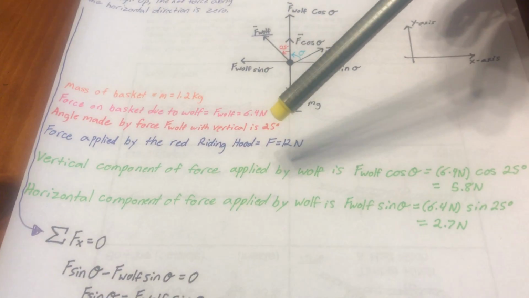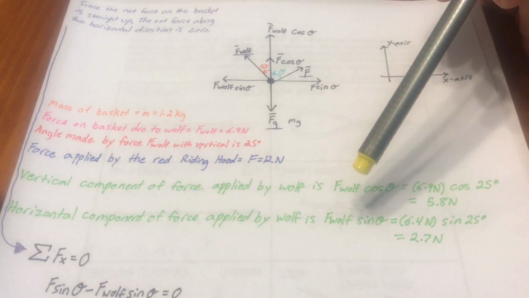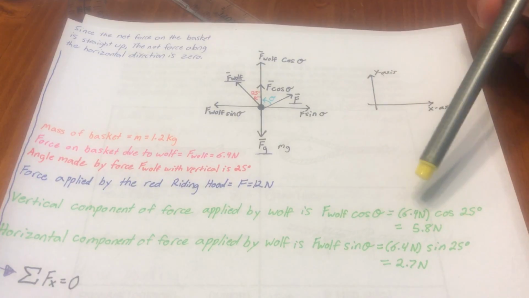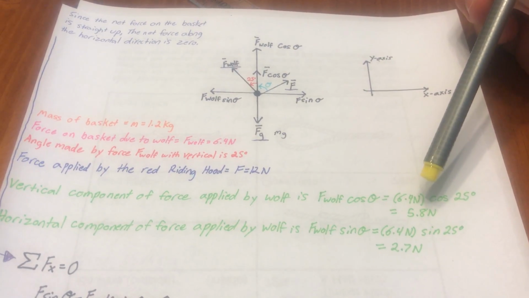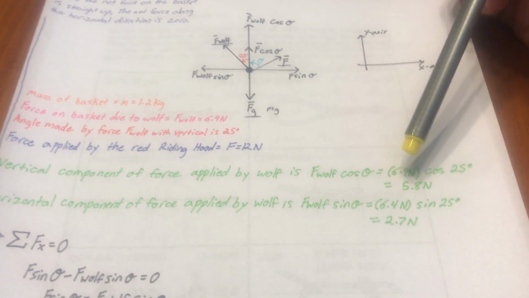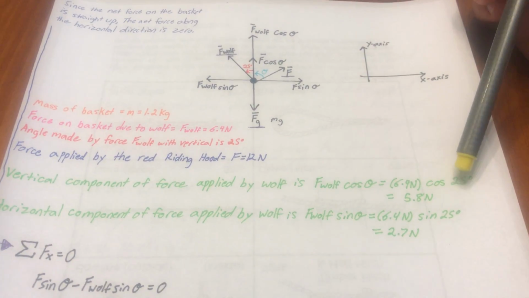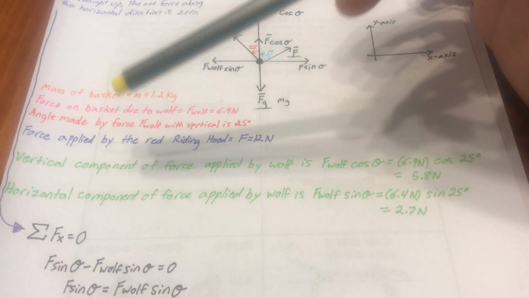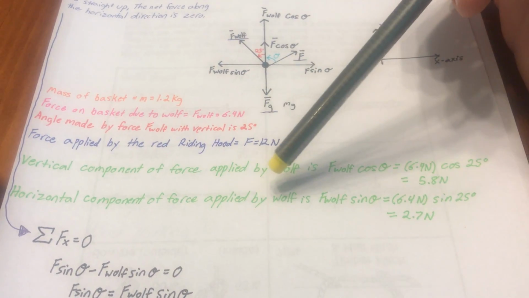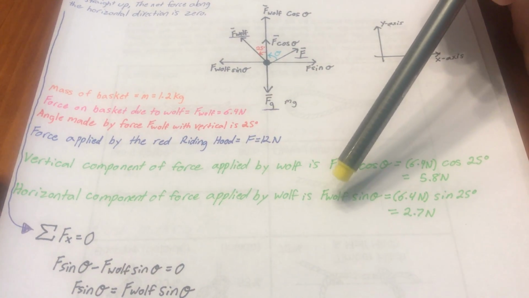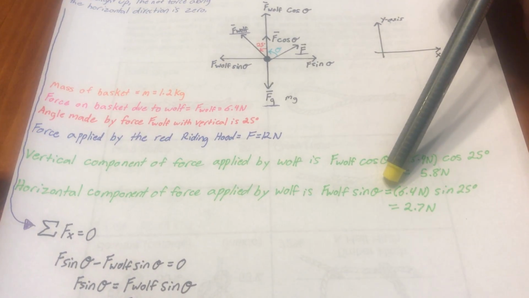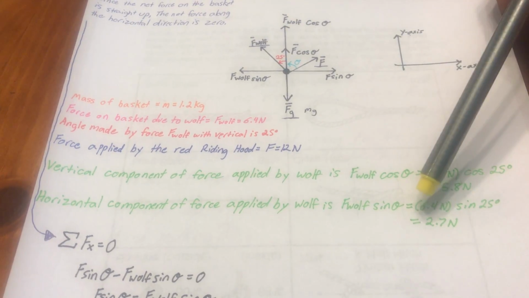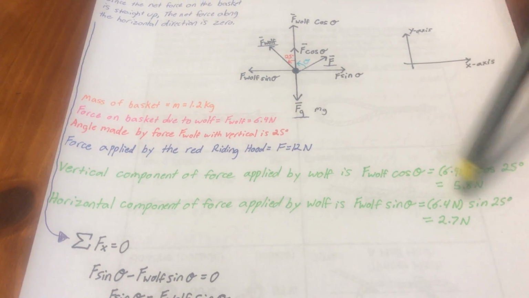Vertical component of force applied by wolf is F wolf cosine theta equals 6.4 newtons cosine 25 degrees equals 5.8 newtons. The horizontal component of force applied by the wolf is force of wolf sine theta equals 6.4 newtons sine 25 degrees, and that gave me 2.7 newtons.